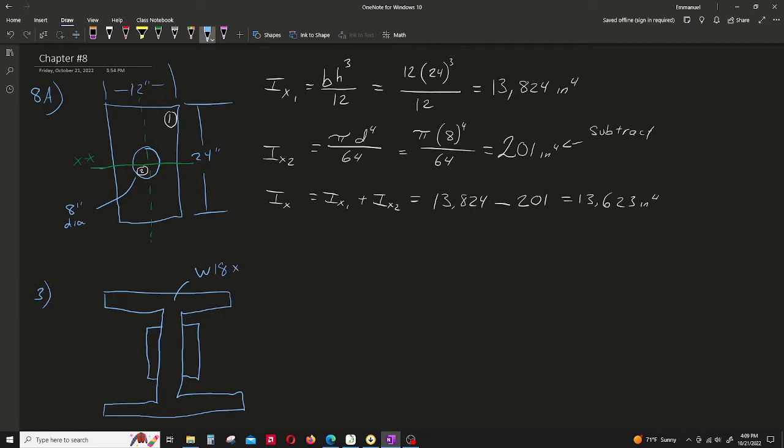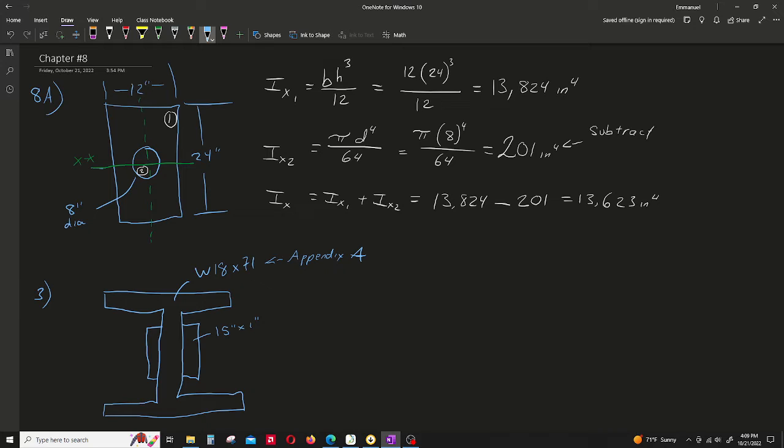Up here is a W18 by 71. So we automatically know that information is going to be found in the back of the book. I believe this comes from Appendix A, which has all the information: moment of inertia, area, all that good stuff. What other information do we have? These plates are 15 by 1, so that will be taken into account as well.